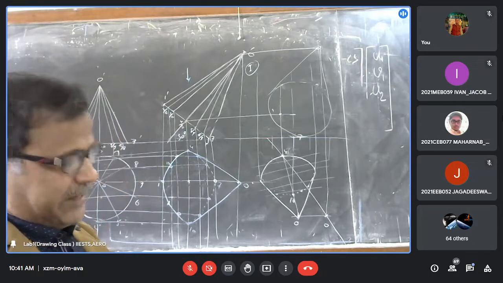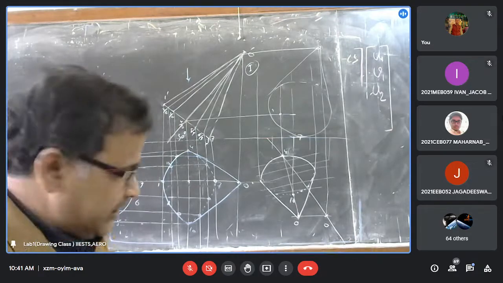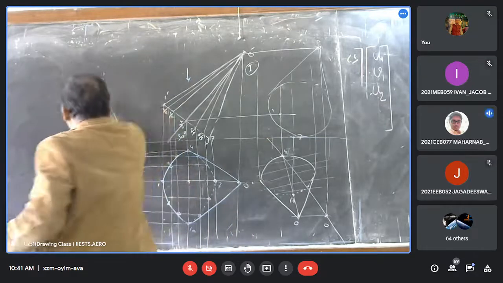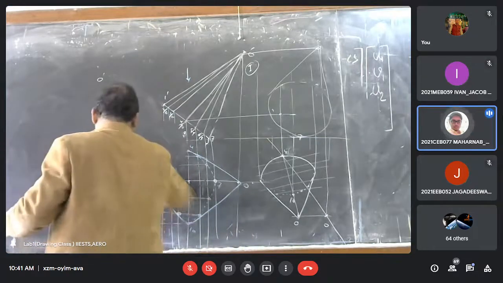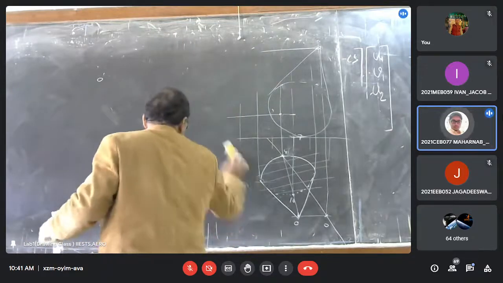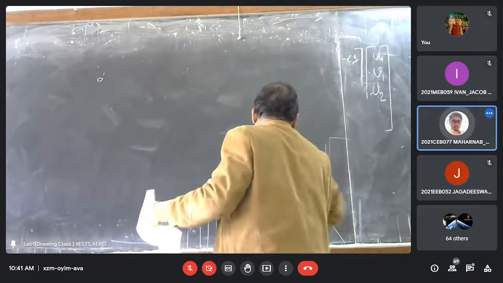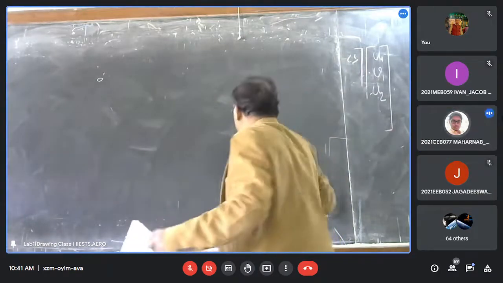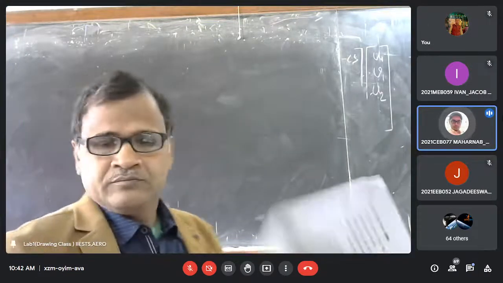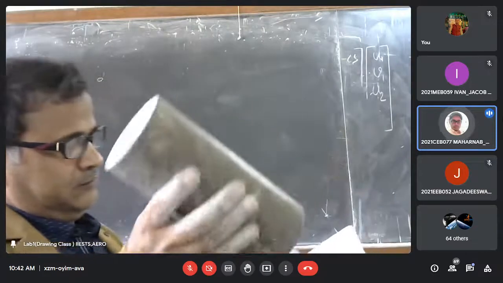Now I will just give the hint of problem 8. Can anybody read problem 8? Project a cylinder of base diameter 50 millimeter and height 60 millimeter resting on its circular rim on the horizontal plane. The base is raised at an angle of 30 degree with the horizontal plane, and the axis lies in the vertical plane, which makes 45 degree with the vertical plane.